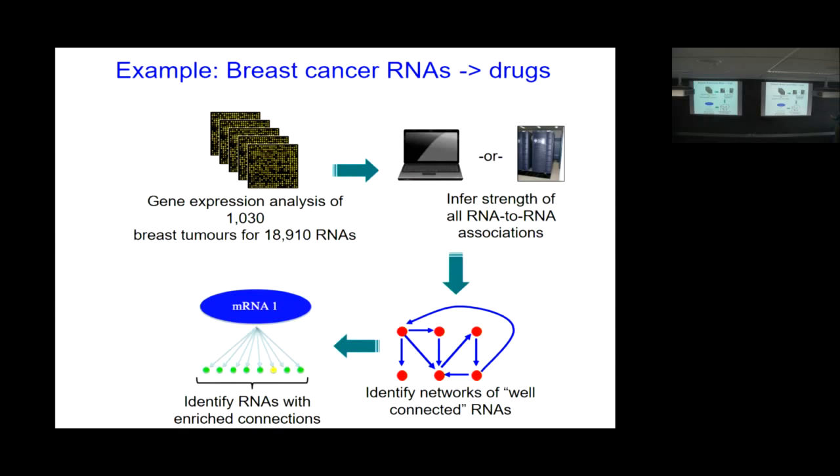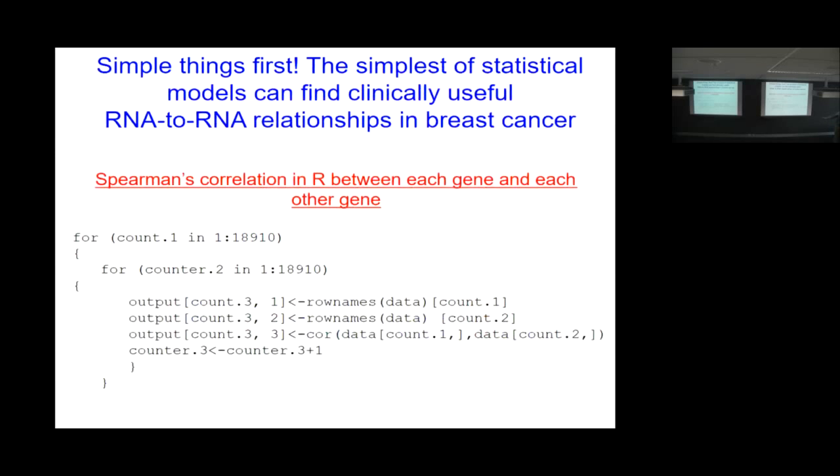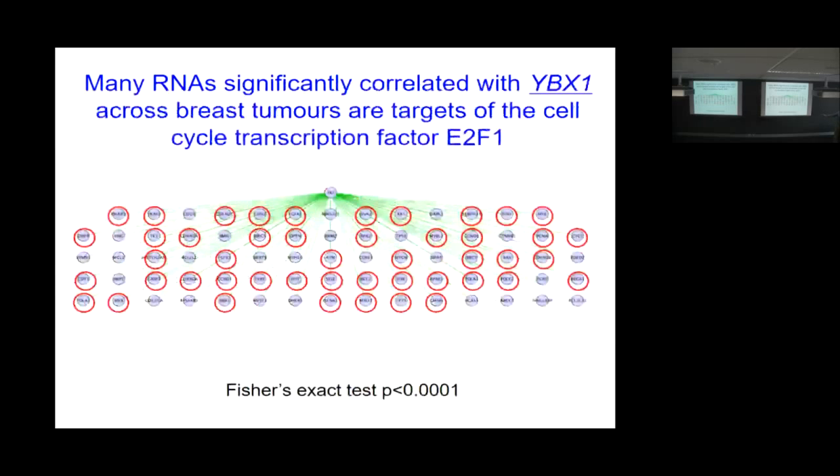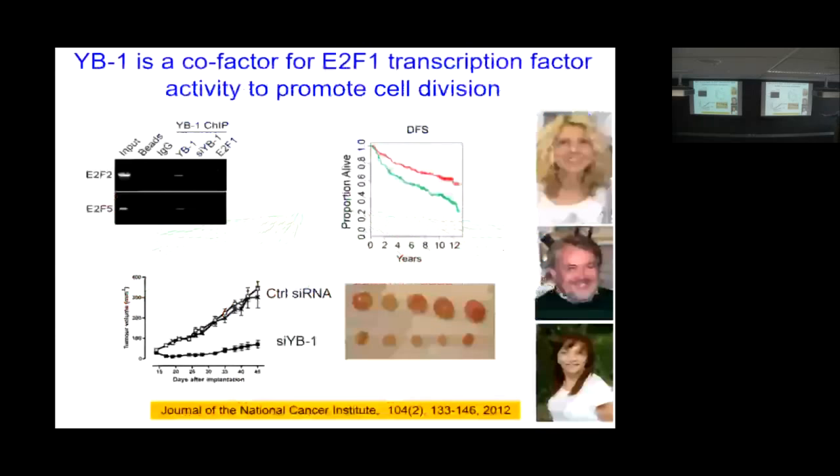Using simple Spearman's correlation, about 5 lines in R on my laptop, seemed to do the job just as well in this particular case as the much more complicated model. And it helped us identify a gene where most of the genes it correlated with were targets of a particular transcription factor. What that allowed us to do was to identify that this particular gene encoded a protein which was an obligate cofactor for this set of transcription factors. We could do that just as simply with 8 lines of R code as we could with the very complex models. So I'd still want to advocate doing things easily when possible. And from this, we've managed to develop drugs.